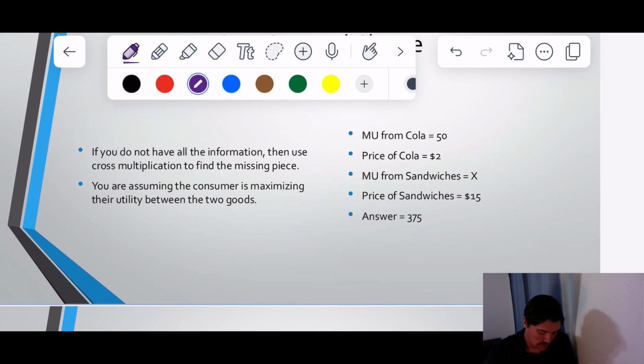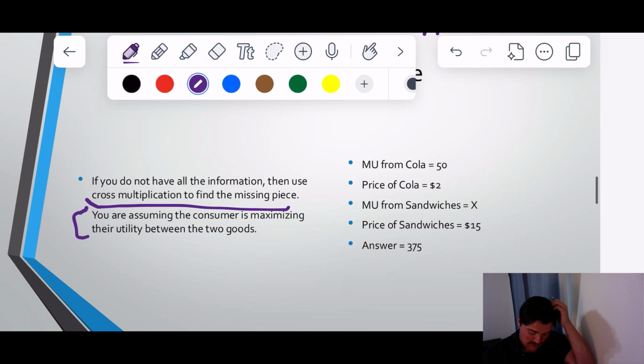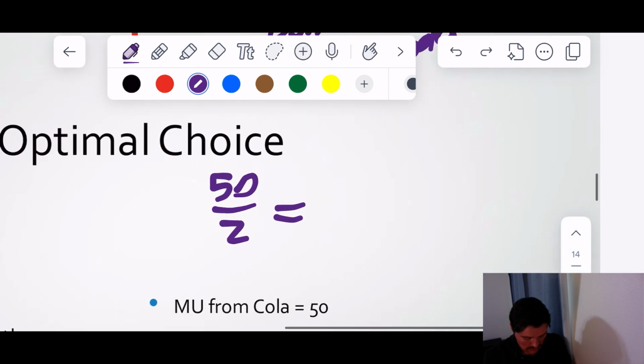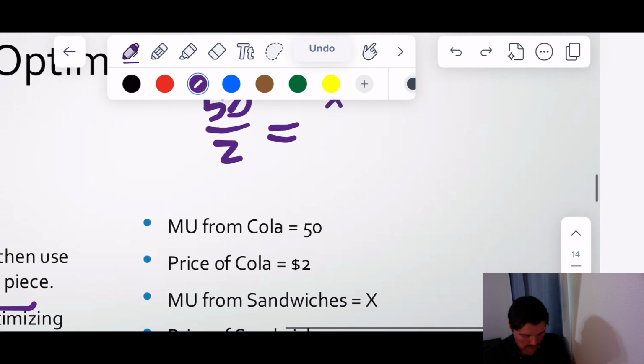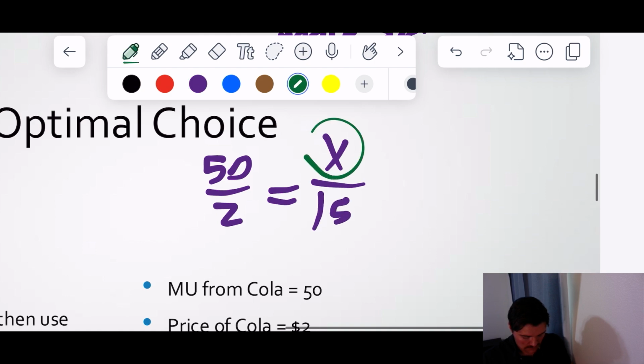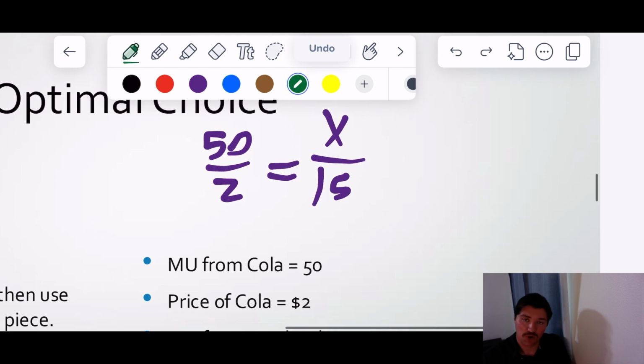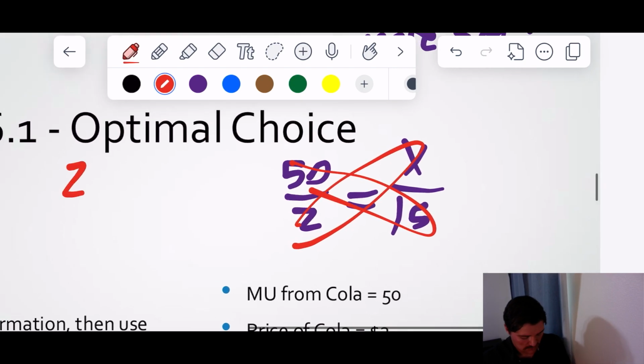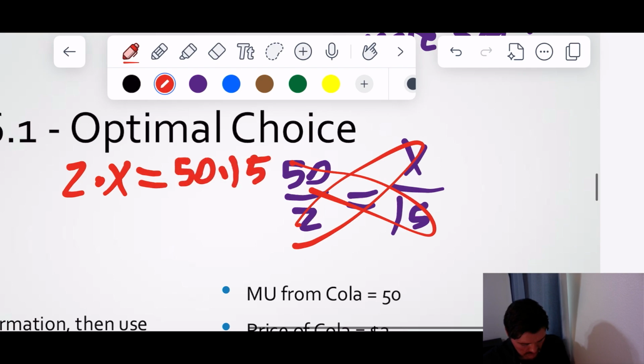All right. If you do not have all the information, then you can just use cross multiplication to figure out the missing piece. We are assuming that the consumer is maximizing utility. So let's do these numbers here. So again, we have 50 and 2, but then we don't know the marginal utility from sandwiches, but we do know the price is 15. So the question is, what is the marginal utility from the sandwiches? So we will use cross multiplication. So by doing that, you'll do 2 times x equals 50 times 15.